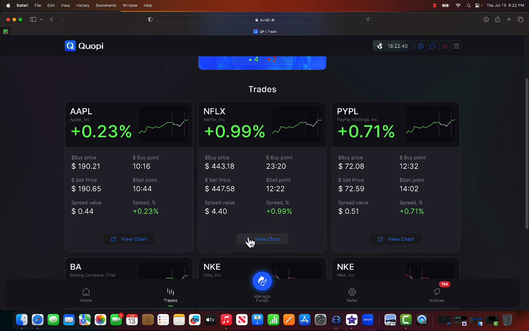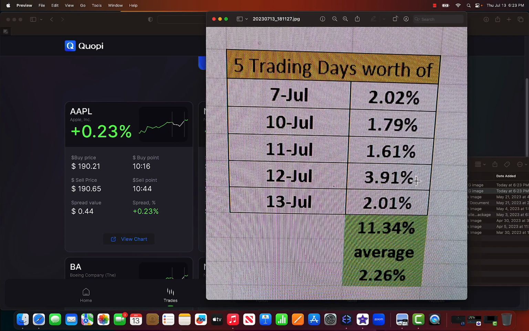Let's go ahead and check out the 5 and 10 day numbers. The 5 day numbers will include 7 July down to 13 July. 7 July is a 2.02. Then we did a 1.79, then a 1.61, then a 3.91, then a 2.01, which gives us a total number of 11.34, and that averages out over 5 trading days to 2.26.